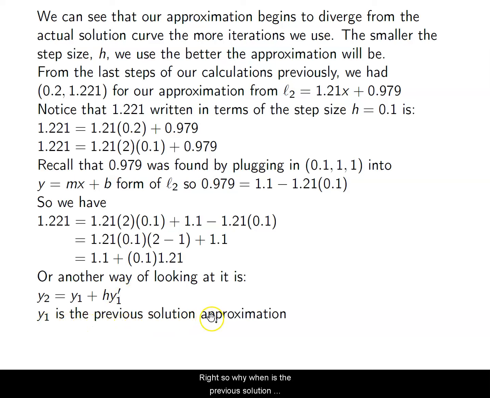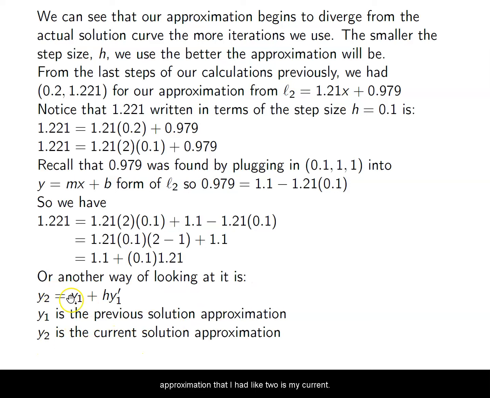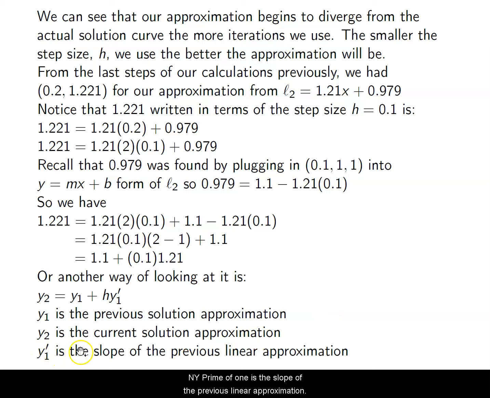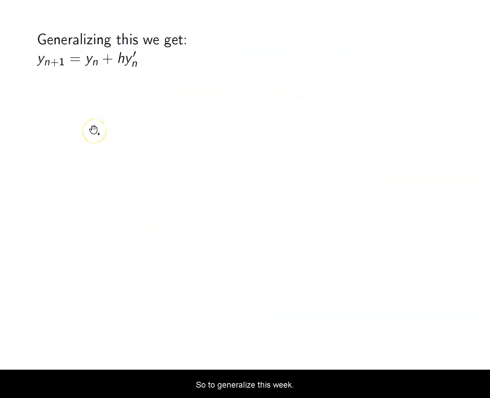So y1 is the previous solution approximation that I had. y2 is my current solution approximation. And y prime of 1 is the slope of the previous linear approximation, right? So to generalize this, my next approximation is equal to my previous approximation plus my step size times the slope at my previous approximation, or my current approximation, we could say, right?